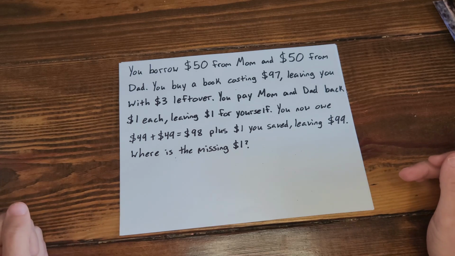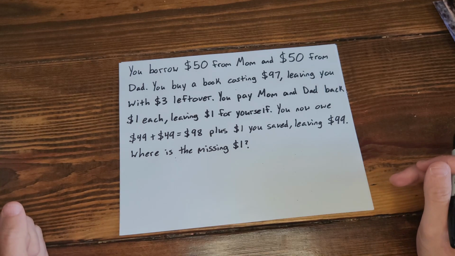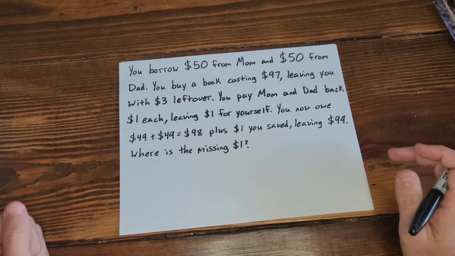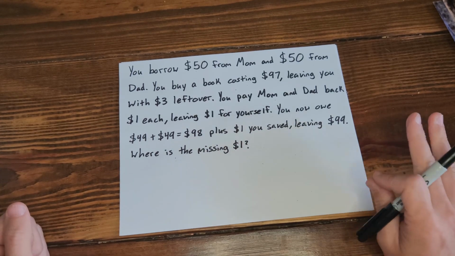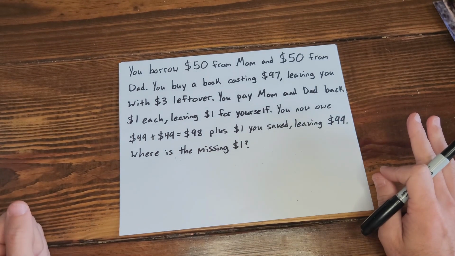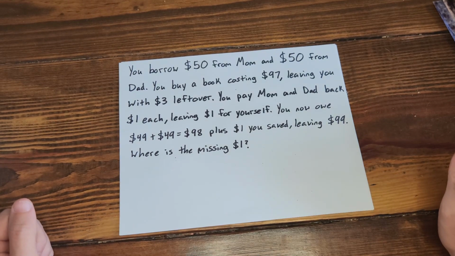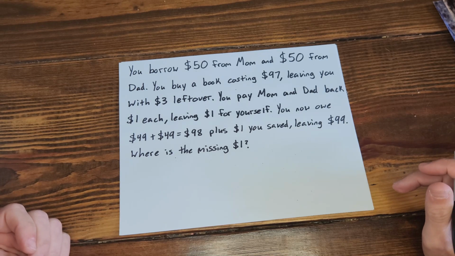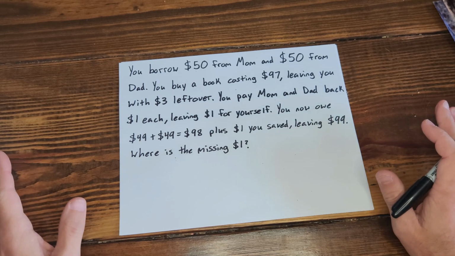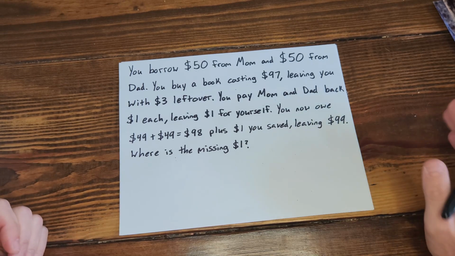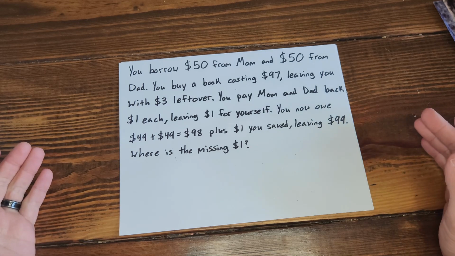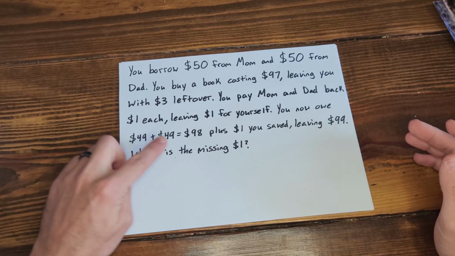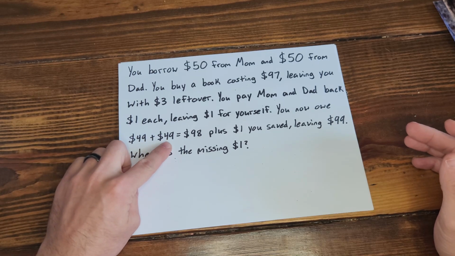You borrow $50 from your mom, and then you borrow $50 from your dad. You buy a book costing $97. Now that leaves you with $3 left over. So you go and you pay your mom and your dad back $1 each. So that leaves $1 for yourself. So now, since you borrowed $50 from your mom and $50 from your dad, you paid them back with $1 each. Now you only owe $49 to your mom and $49 to your dad.